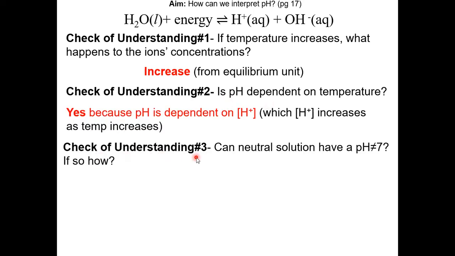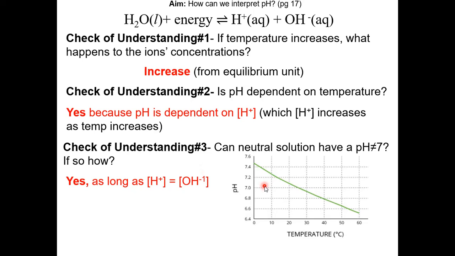Check of understanding number 3. Can a neutral solution have a pH not equal to 7? Yes, it can, because neutral is defined as when H plus concentration is equal to hydroxide ion concentration. Since pH can change because of temperature, as long as the H plus and hydroxide ion concentrations are equal, that pH will be considered neutral. It just so happens at 25 degrees Celsius, a pH of 7 has equal amounts of H plus and hydroxide ions.